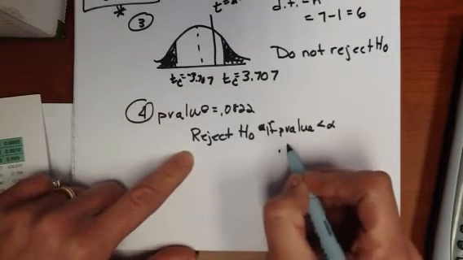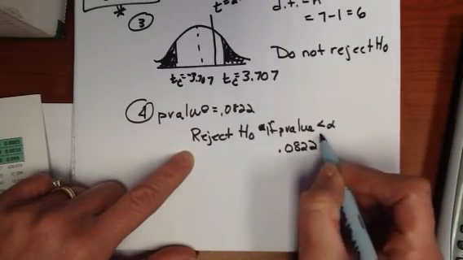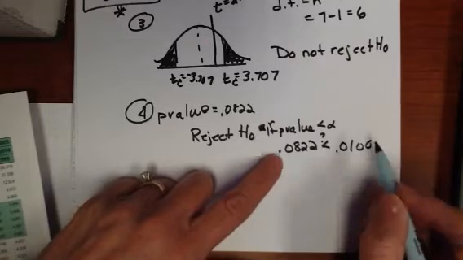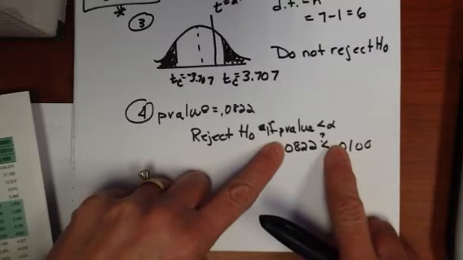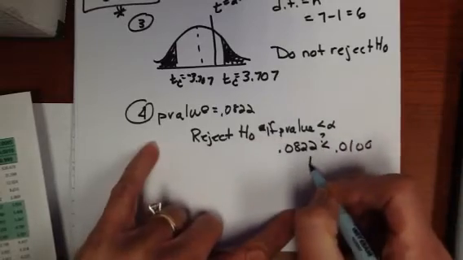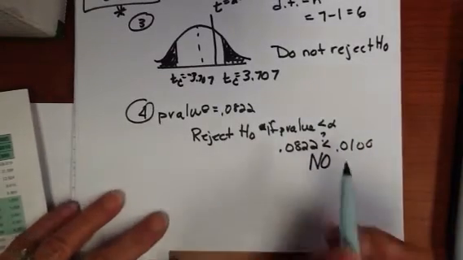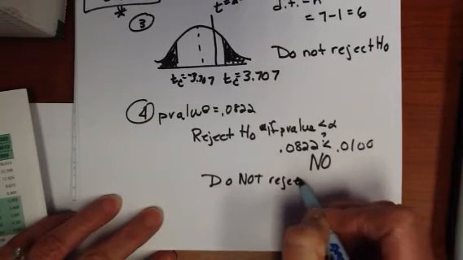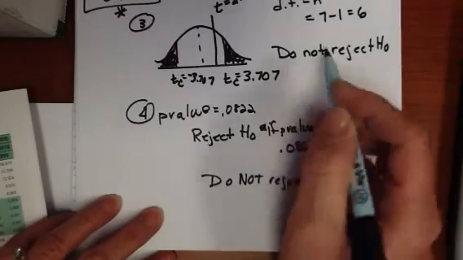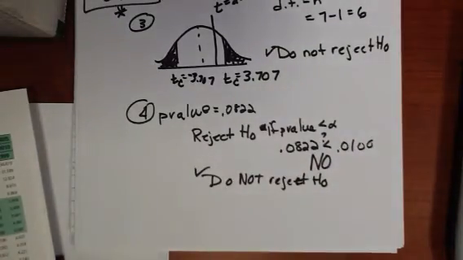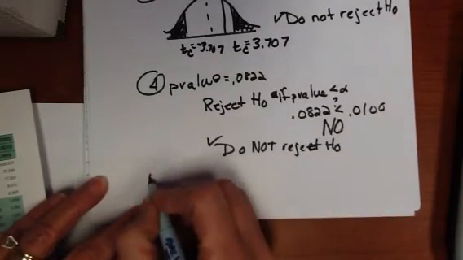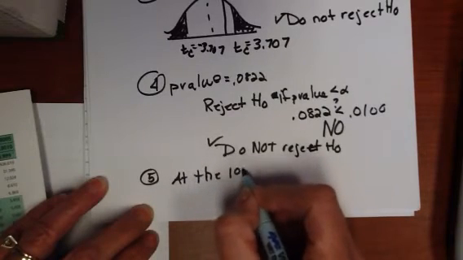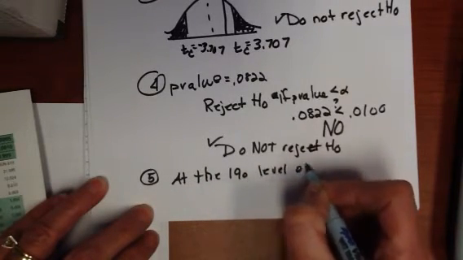Okay? So our p-value is 0.0822. The question is, is that less than alpha 0.01? Remember how to compare these? Put the zeros on. Think of them as numbers. Is 822 less than 100? Absolutely not. Right? Since we said no, we're going to say do not reject H0, which again should match up here, right? So then our decision is at the 1% level of significance.